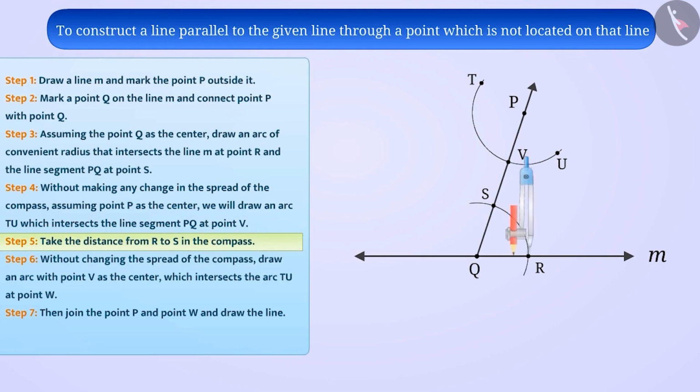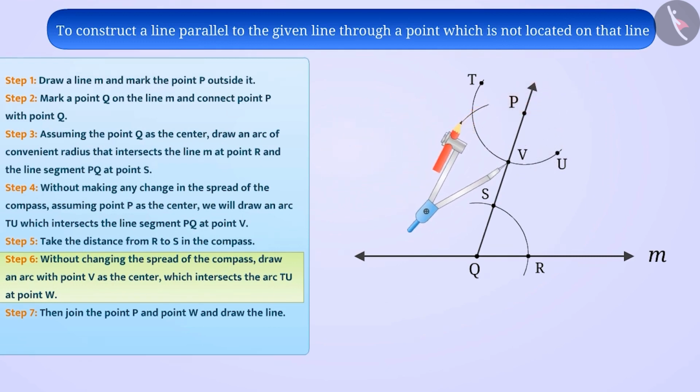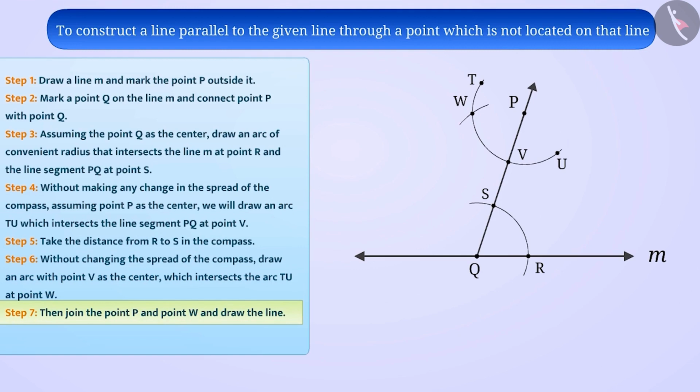Step 5. Place the pointed tip of the compass at R and adjust the opening so that the pencil tip is at S. Step 6. With the same opening as in step 5 and with V as center, draw an arc cutting the arc TU at W. Step 7. Now, join P and W to draw a line L.